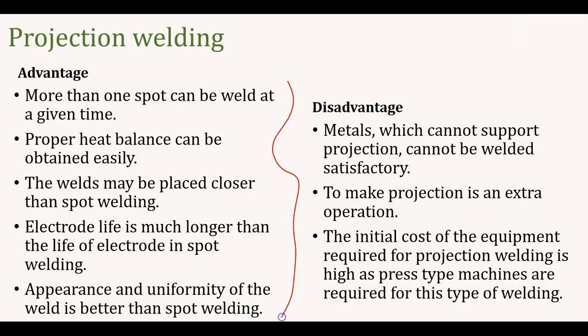So this is the next version of spot welding, where in spot welding we can weld only flat surfaces, whereas in projection welding sheet metals of different cross sections can be welded. Metals which cannot support projection cannot be welded satisfactorily, so we have to select precisely when going for projection welding. Making the projection is an extra operation. The initial cost of the equipment required for projection welding is high, because a press type of machine is required for this kind of welding.